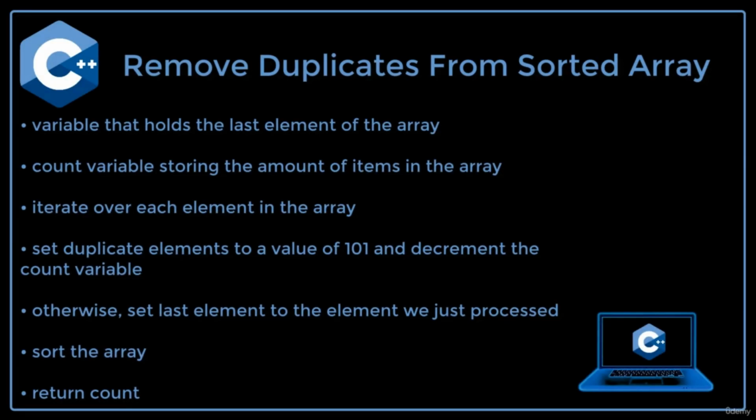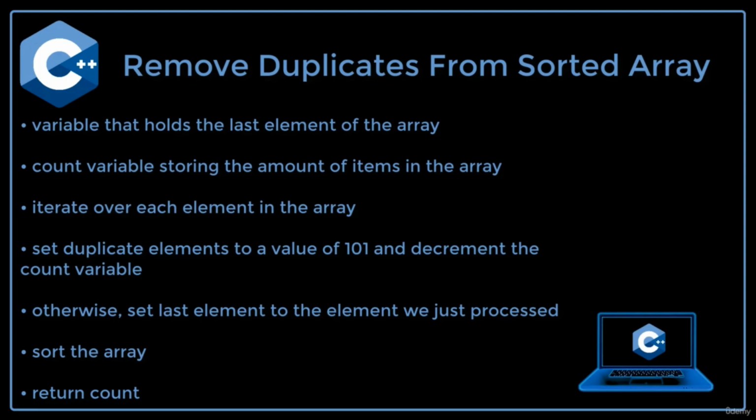In terms of a strategy to solve this problem, here's what I am thinking. We will have a variable last element that holds the first element in the array. It will be updated to store the last element we processed on the prior iteration. We will also have a variable initialized to the amount of items in the array. We will iterate over each element in the array, starting with the second one.